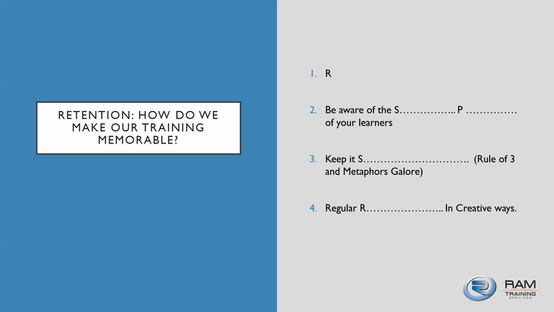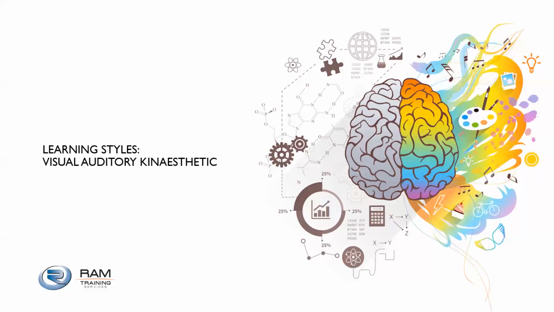Number 1, repetition. Number 2, be aware of students' saturation points and give them lots and lots of regular breaks if you can. If you can't, then at least give them opportunities to empty their cup, so to speak. Number 3, keep it simple. Use the rule of 3, use chunking, and don't be afraid to simplify, simplify, simplify. And number 4 is regular review in creative ways. All right. So that leads on to our next topic of learning styles.